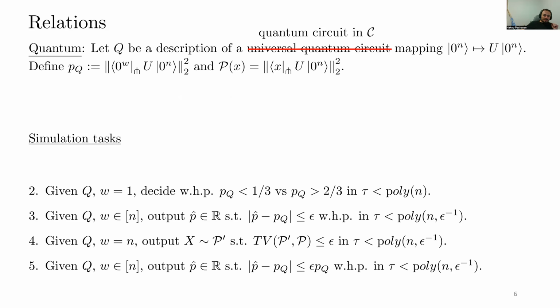So that's a high level of this result. And I want to also speak a little bit about different papers and how they relate to these notions of simulation. In particular, this paper from 2015 and this more recent one from 2021 were both concerned with notion number 3, this additive error Born probability estimation. And this star indicates that this is the state-of-the-art algorithm for doing this kind of task.